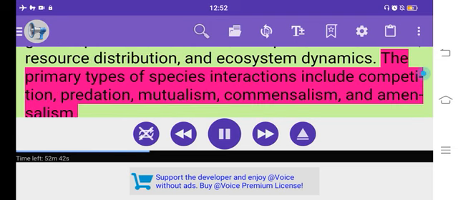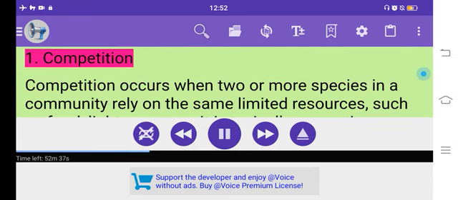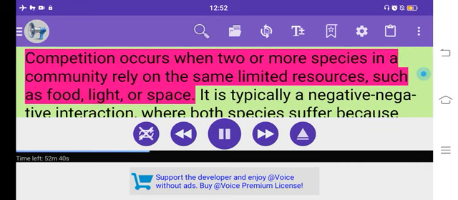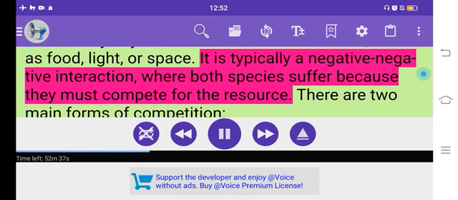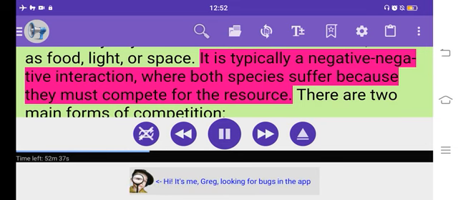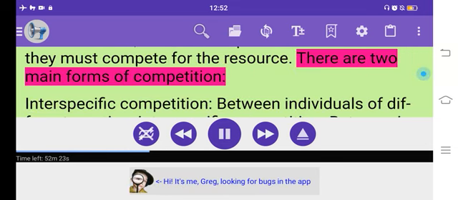The primary types of species interactions include competition, predation, mutualism, commensalism, and amensalism. 1. Competition. Competition occurs when two or more species in a community rely on the same limited resources, such as food, light, or space. It is typically a negative-negative interaction, where both species suffer because they must compete for the resource. There are two main forms of competition.